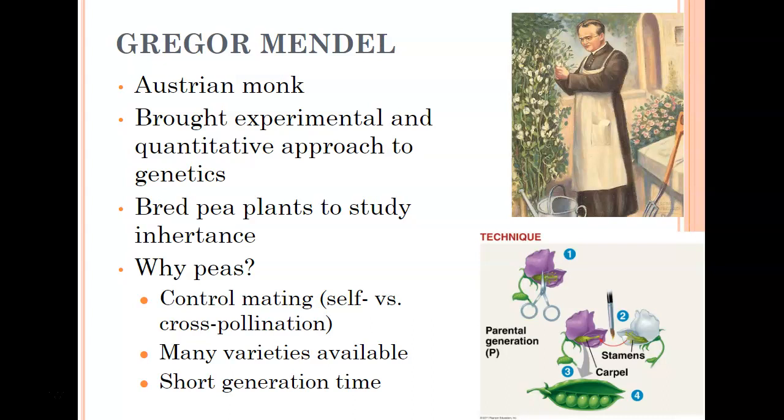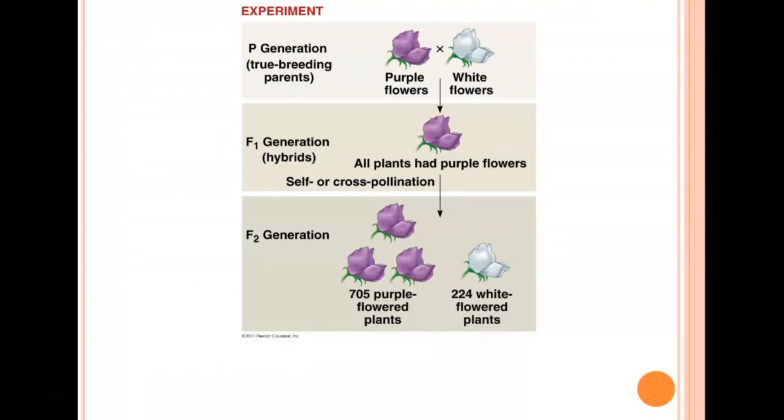And he used peas as his model because he could control mating. So as plants, you can either self-pollinate, meaning that you take the male and female parts from the same plant and use that, or you can cross-pollinate, meaning you can take parts, they do sexual reproduction, as we learned in the last PowerPoint, to cross-pollinate and create many varieties. And there are many different traits that he could look at, and they're quick and fast to grow. So here's oftentimes what he would do.